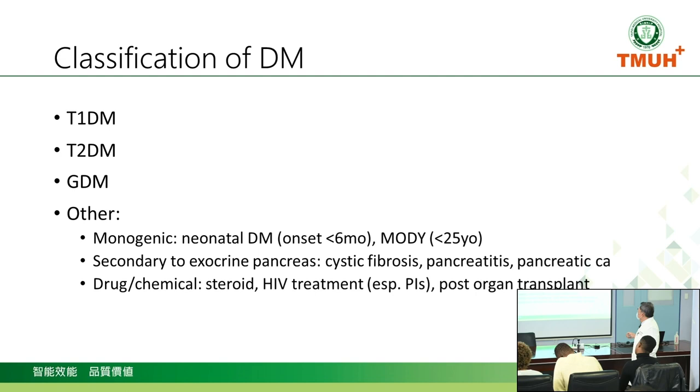Classification of diabetes: T1DM, insulin dependent, T2DM, gestational DM, and others. Secondary to exocrine pancreas disease: cystic fibrosis, pancreatitis, pancreatic cancer. Sometimes drugs like chemotherapy, steroids, and some PIs, HIV treatment PIs, will induce diabetes. So, the diagnostic criteria of diabetes.